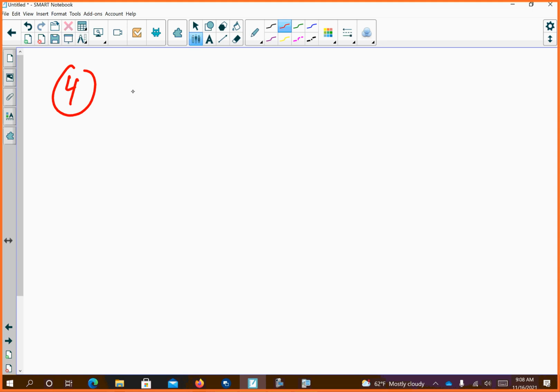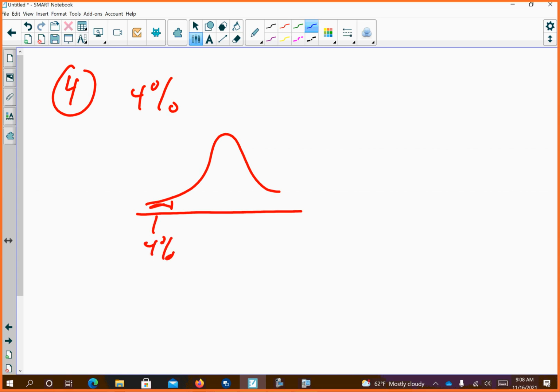Approximately 4% of the glucose measurements produce results that are symptoms of hypoglycemia, low blood sugar. What glucose level is the cutoff for the lowest 4%? So this is basically saying, hey, I have an area of 4%. The z-score is what we're looking for, so this is going to be the inverse norm.